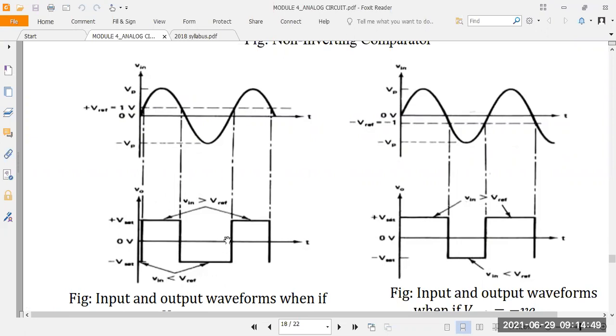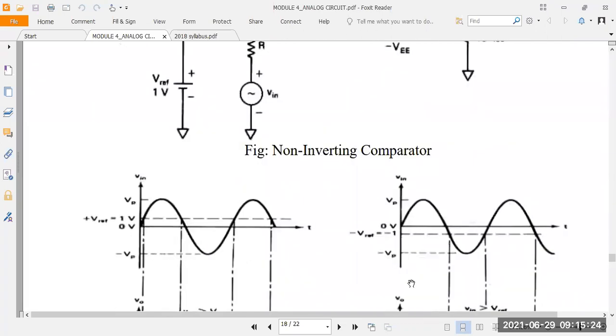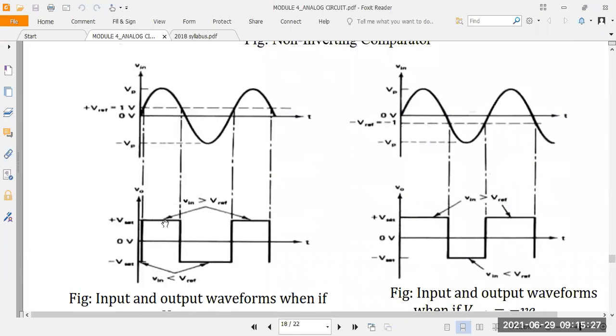This is the condition. When V in is greater than V reference, and the AC voltage is greater than the DC voltage, you'll get a positive voltage, that is a square wave, because there is a sudden rise in the voltage and a sudden fall in the voltage. We get the voltage from plus VCC and minus VEE. The positive voltage is from plus VCC, the negative voltage is from minus VEE. What you get as output voltage from the op amp depends on the power supply voltage. Plus VCC for the positive voltage, minus VEE for the negative voltage. So this one is plus VCC and this one is minus VEE.